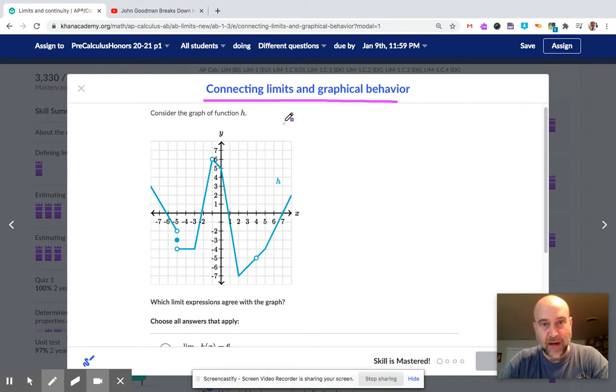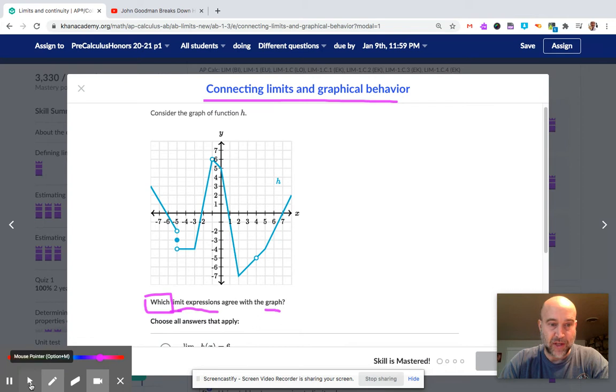Okay, consider the graph. So this is the h function. They're asking which limit expressions agree with the graph. So we're looking for which ones agree. Notice we have the S, meaning plural. Choose all that apply, so we just got to be careful about that. So we'll just look at each one individually.